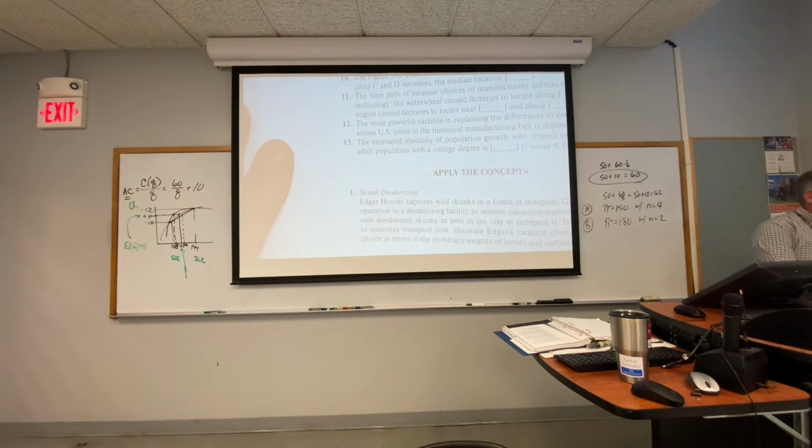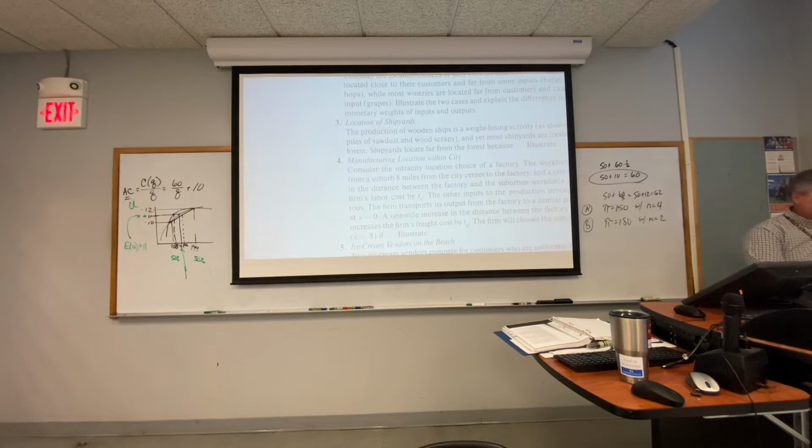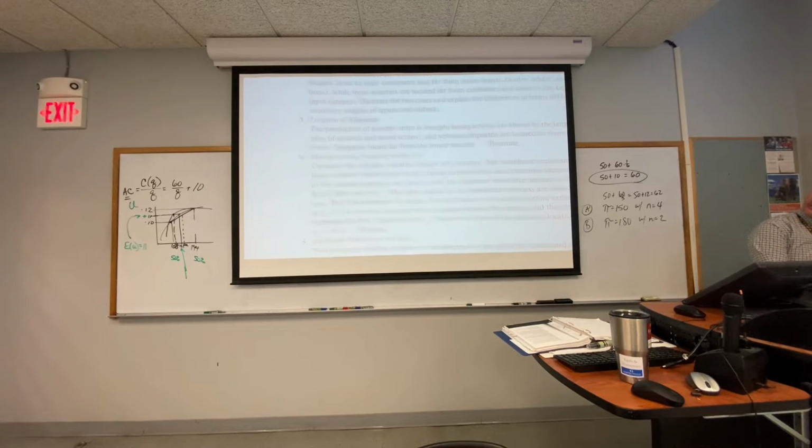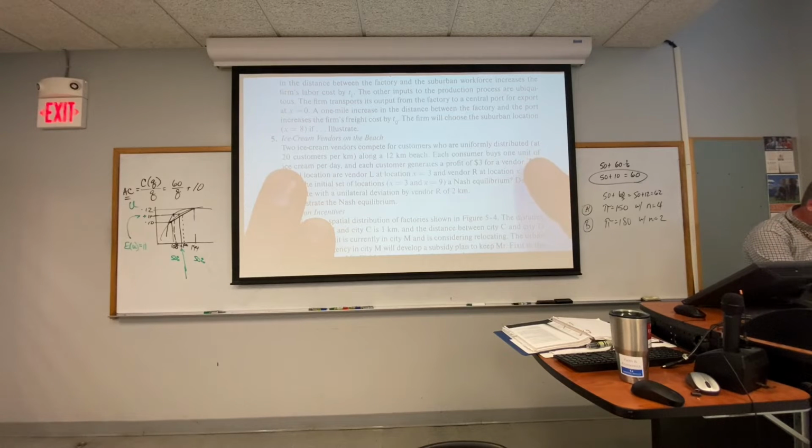All right, any of these? 1 through 5. Ice cream vendors? Yeah. On apply? Okay, 2 ice cream vendors compete for customers who are uniformly distributed at 20 per kilometer along a 12-kilometer beach. And each consumer buys 1 unit of ice cream per day, and each customer generates a profit of 3. The initial locations are vendor L at X equals 3 and vendor R at X equals 9. Is the initial set, 3 and 9, a Nash equilibrium?